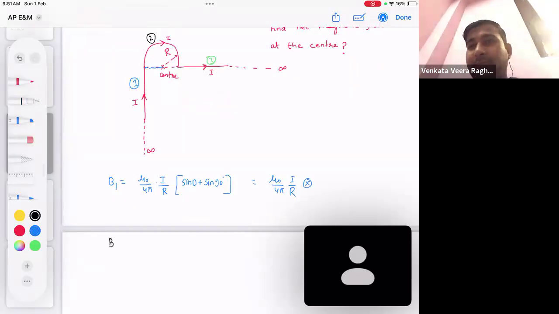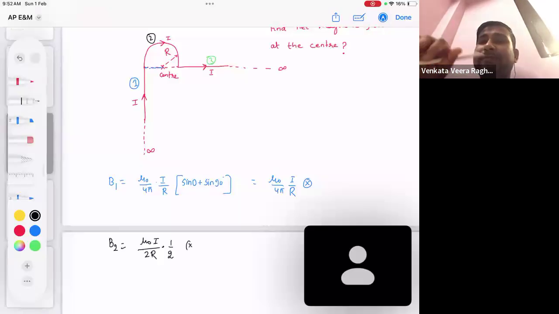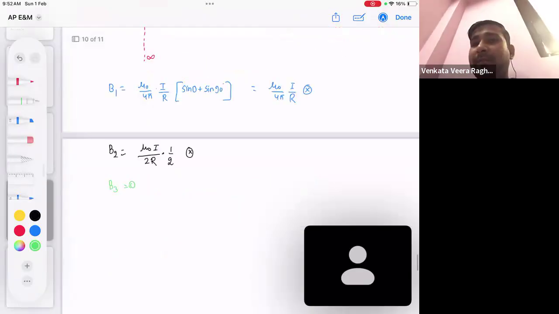Next, B2: mu naught I by 2R, that is due to the complete loop. It's a semicircle, so we can make it half. Direction is again into the plane. And what about B3? B3 is coming 0 to us. So now B1 also into the plane, B2 also into the plane, B3 is 0. The net magnetic field, how much will it come? B1 plus B2, and the direction will also come into the plane.